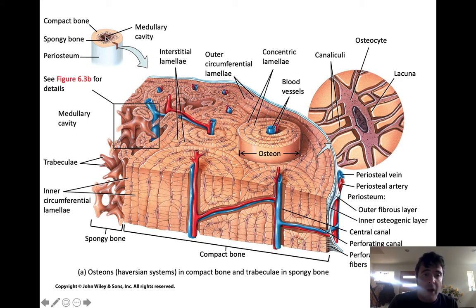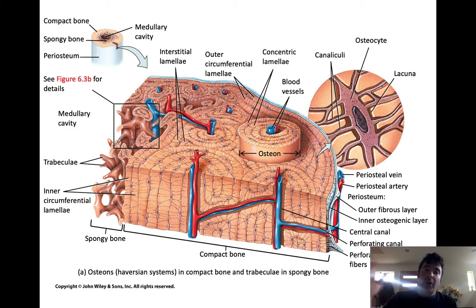So we're going from deep to superficial here. So we have the medullary cavity. In vivo, this cavity would be filled with yellow bone marrow. Then we have the endosteum, which is a little layer of spongy bone that lines that medullary cavity.